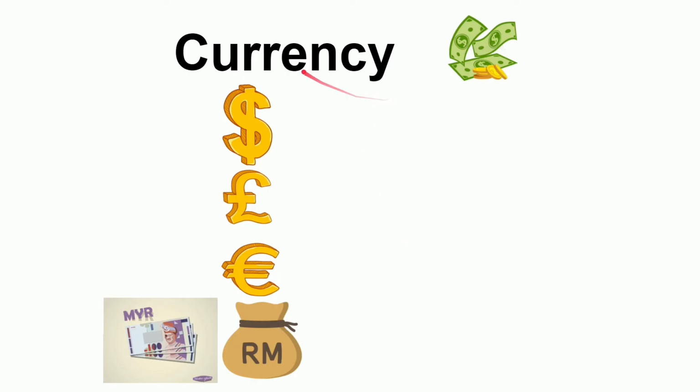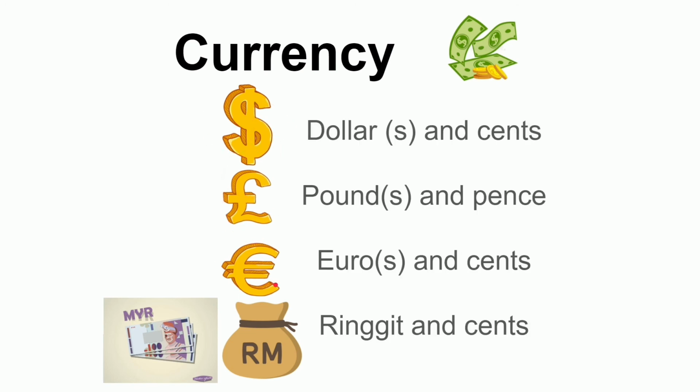Okay, let's look at the currency. We have 4 types of currency over here. Do you know the name of the currency? 4 types. Okay, let's review together. The first one with a $ sign over here is called dollar, with more amount is called dollars and cents.